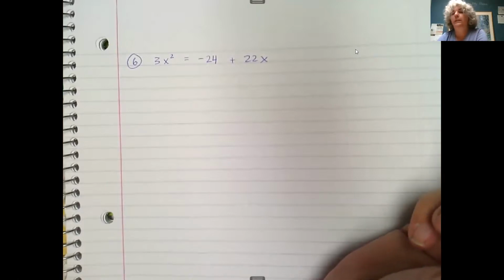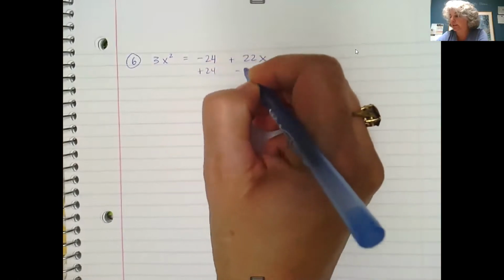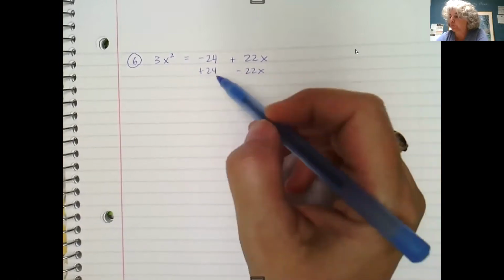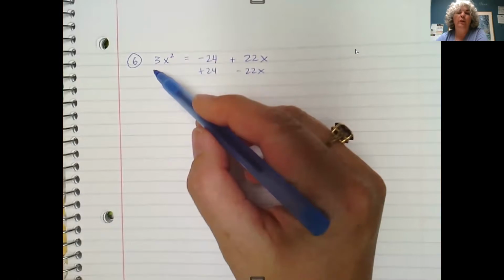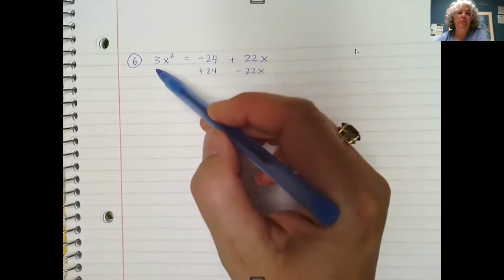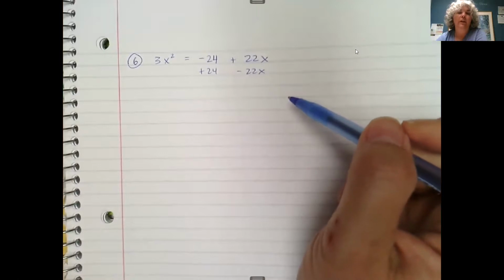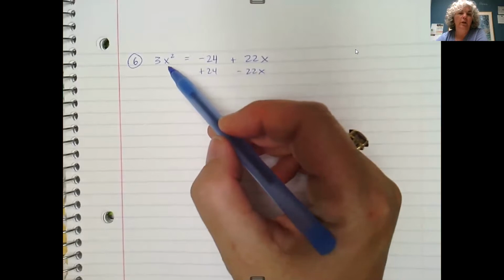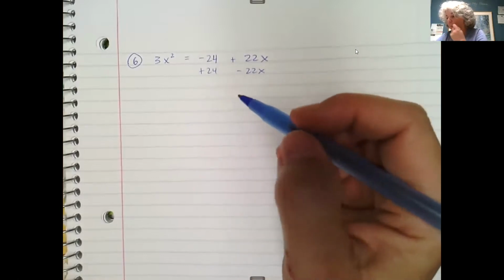So the first step is to get everything equal to 0. So I'm going to add 24 and subtract 22x from both sides. Now you may wonder, why am I moving these two when I could just move this one? Well, it doesn't really matter in the quadratic formula. You just need to make sure you're paying attention to what the A, the B, and the C are. However, in the factoring method, we made sure we got everything to the side where the squared term is positive, because it's a lot easier to factor with a positive squared term than a negative squared term.